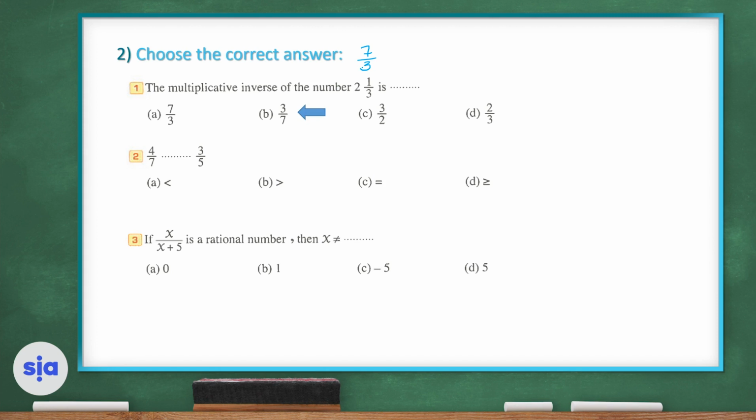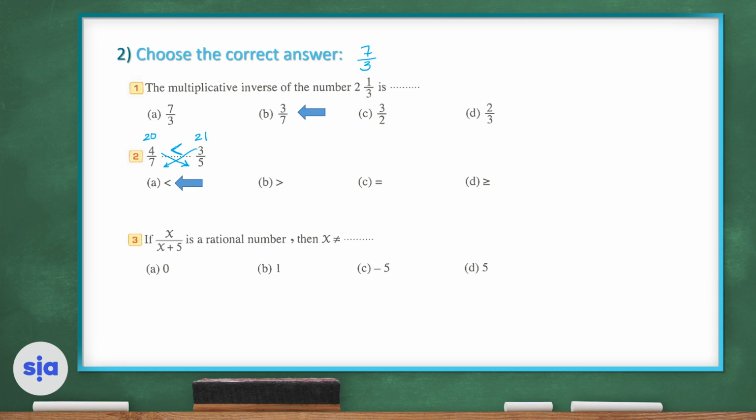Question 2. How do we get the right symbol in question 2? As we did this before, we multiply the 4 by the 5, which will give me 20. We'll multiply the 3 by the 7, which will give me 21. So the 21 is more than this 20. So it is A.